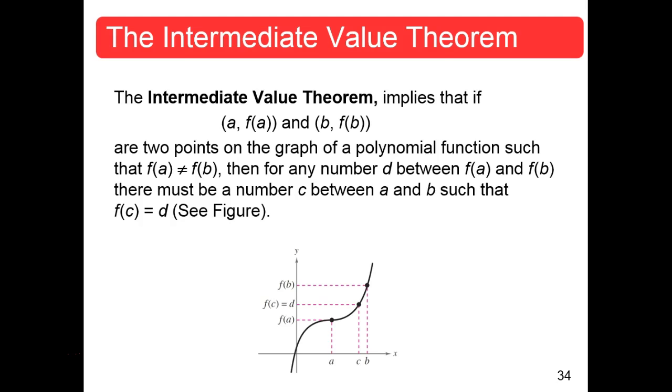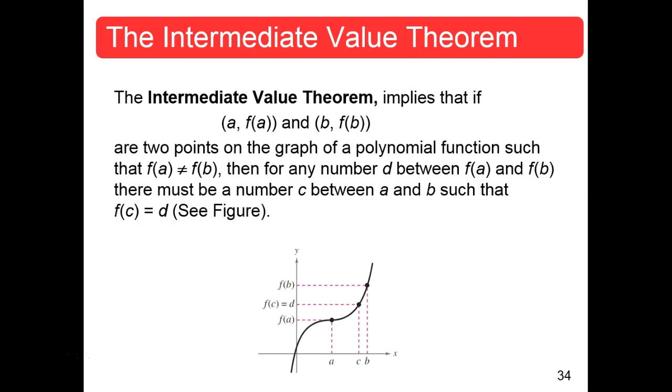Then for any number d that's in between f of a and f of b, any number d in between that, there must be a number c in between a and b such that f of c is equal to d. Okay, what in the world does that mean?